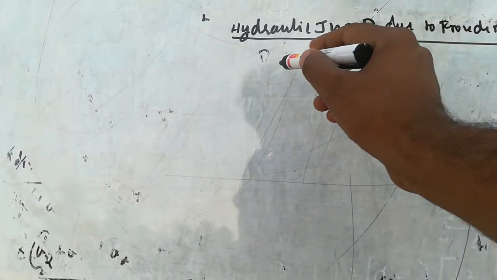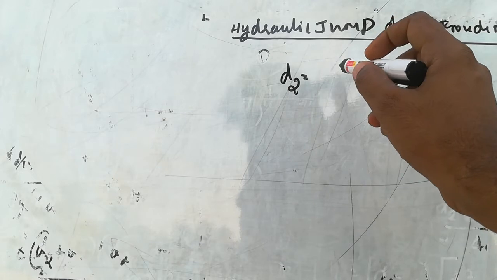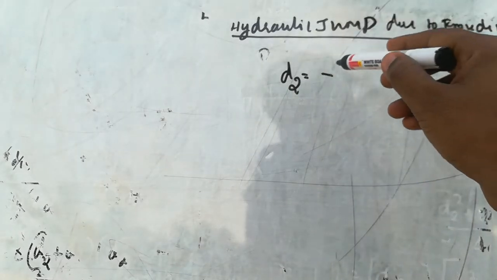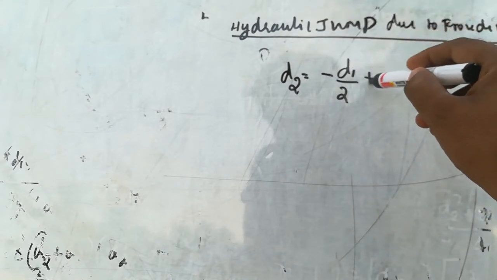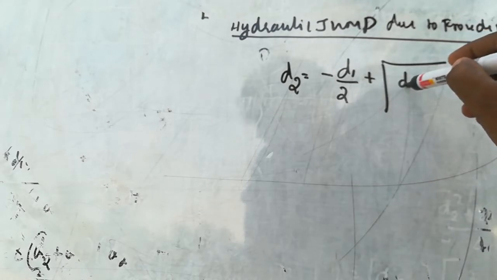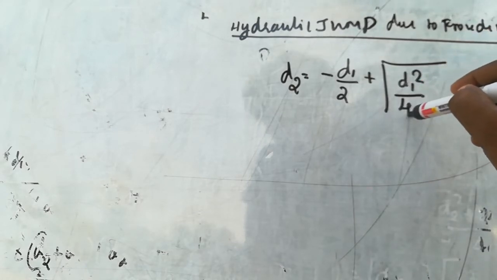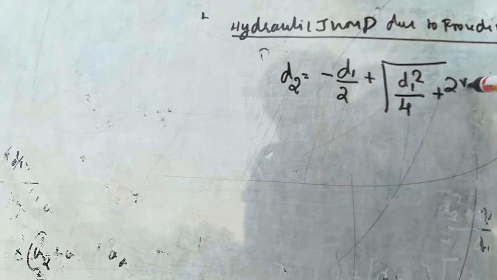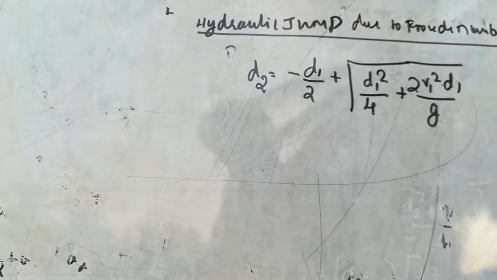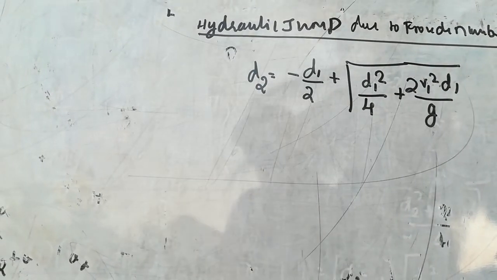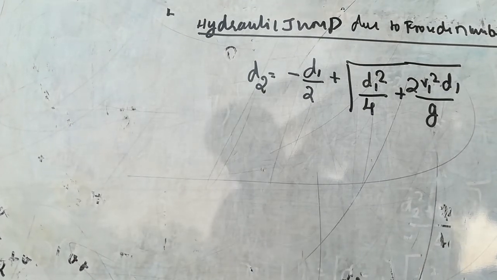So we have that equation from the previous derivation. If you find it, d2 is equal to, d2 is section 2 depth, d1 divided by 2 plus root of d1 square by 4 plus 2 v1 square d1 into g. This equation we have in the previous derivation. And depth of hydraulic jump, we know that it is d2 minus d1. So again, according to the Froude number, we need to calculate the hydraulic jump.